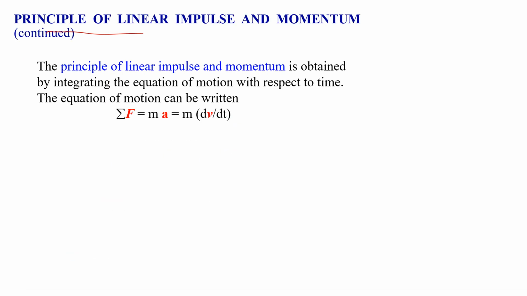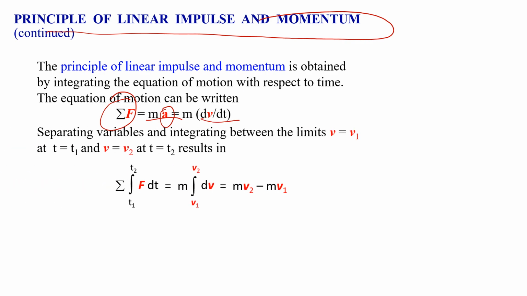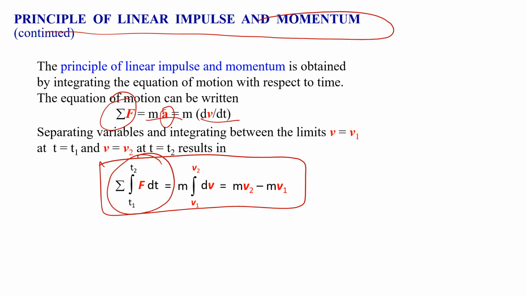Now, the principle of linear impulse and momentum. This is the basic equation. If you replace that a by dv by dt, it becomes this. And then if you simplify it, this is called linear impulse, and this one is the change of linear momentum. This is what we call the linear impulse momentum principle, and the key parameters here are time and velocity.